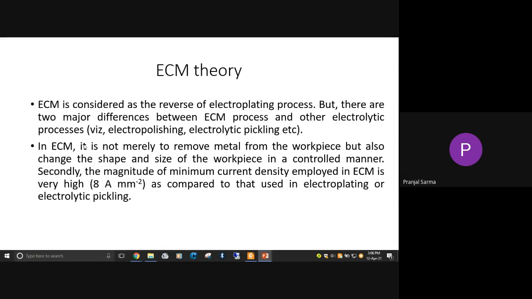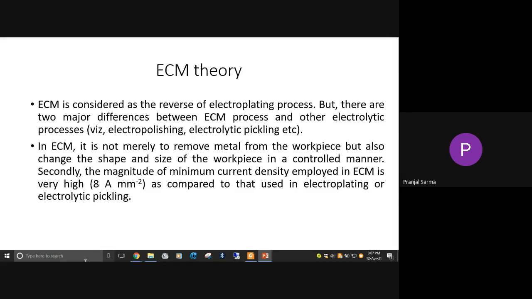Even though we are saying that we can consider it as a reverse of the electroplating process, there are certain differences between the ECM process, that is the electrochemical machining process, and other types of electrolytic processes like electroplating, electrolytic refining, etc. So what are these two basic differences?